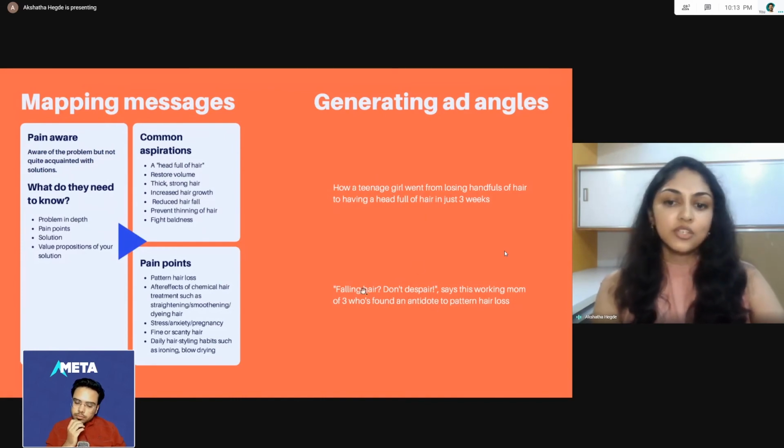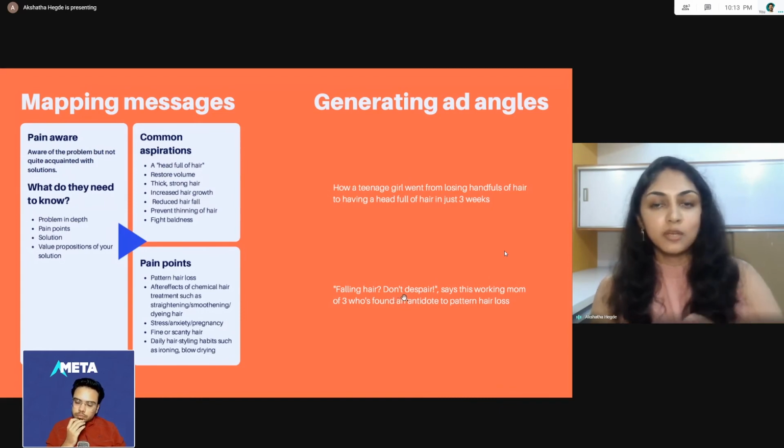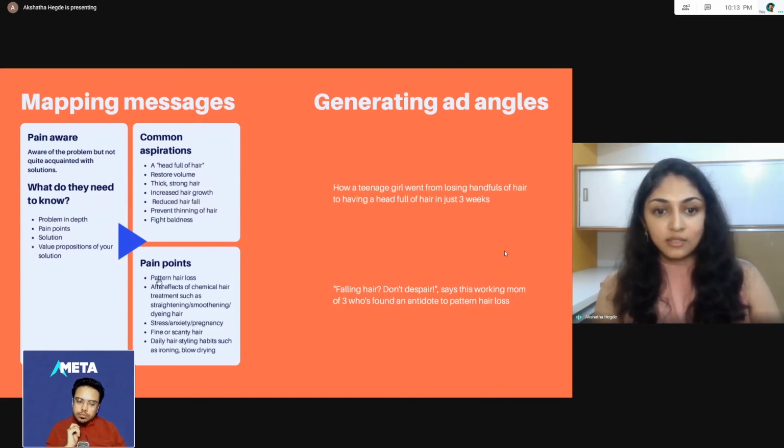Another angle example is just: falling hair, don't despair, says this working mom of 3. The reason I put mother of 3 is because we talk about stress, anxiety, pregnancy causing hair fall, pain point again. People who go through that can connect with this mother of 3 situation, stress of managing 3 children, working at the same time. So she'll probably have hair fall. So all these women who feel like, okay, I also work, I have kids, I am under a lot of stress, but this lady says, don't despair about hair fall. Then she's found an antidote to pattern hair loss. Again, another pain point that a product is solving, right?